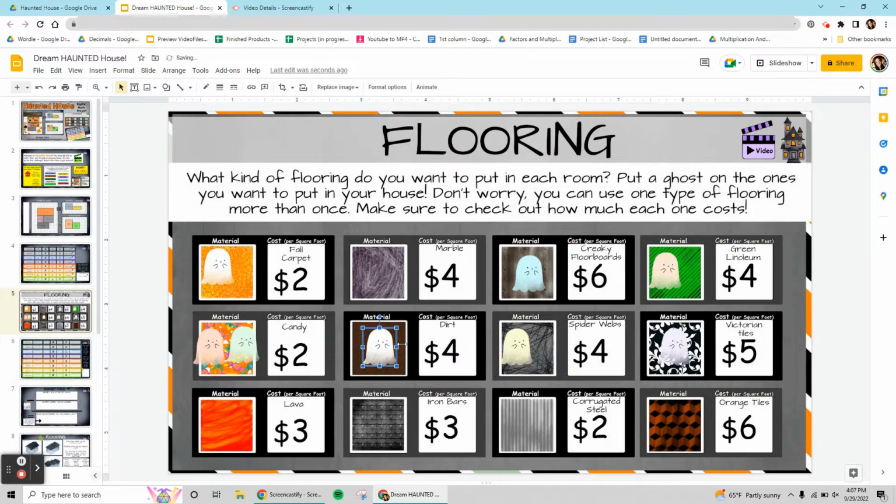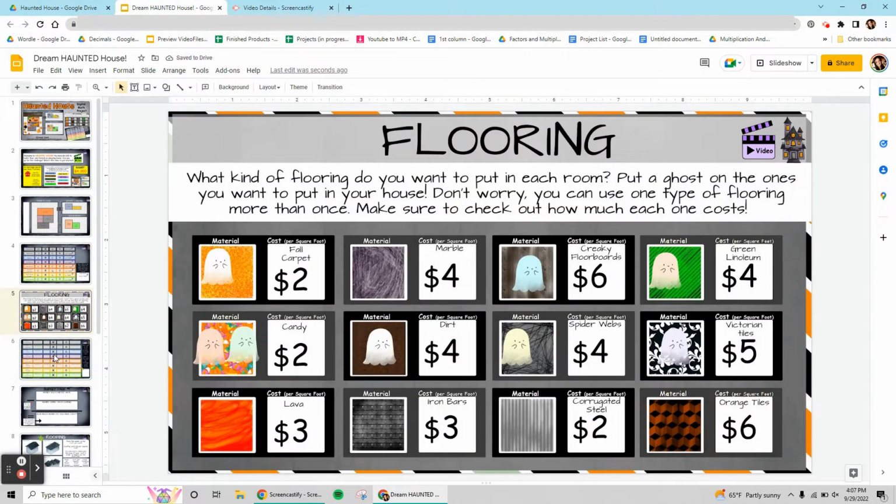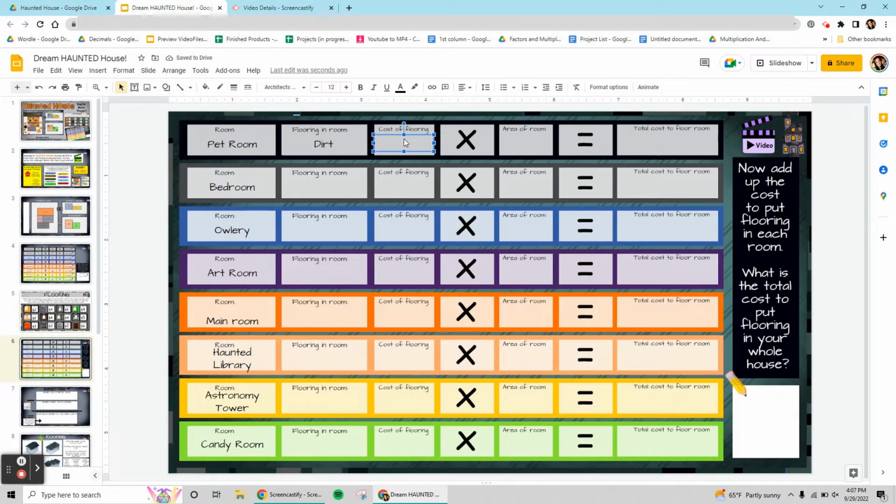But here's my pet room right here, and I chose the dirt. And the dirt costs $4 per square foot. So I'm just going to go ahead and put in that. By the way, to do that dollar sign, you're going to hold down Shift and hit the number 4 key, and there's a little dollar symbol above it.